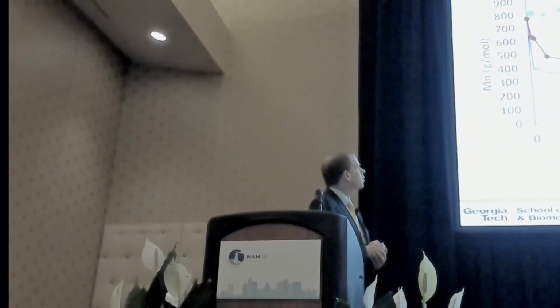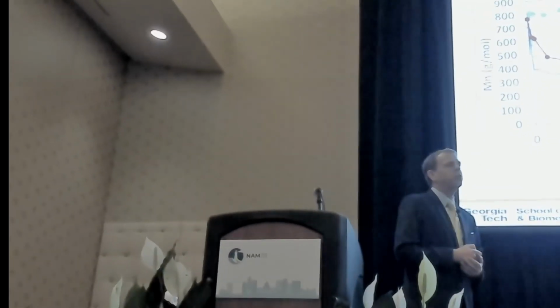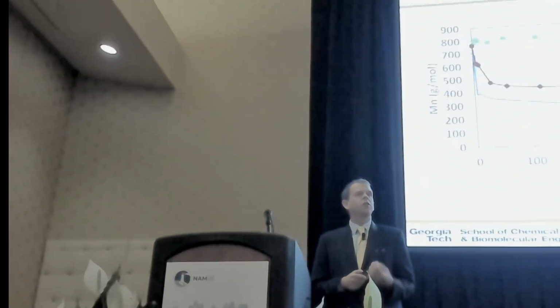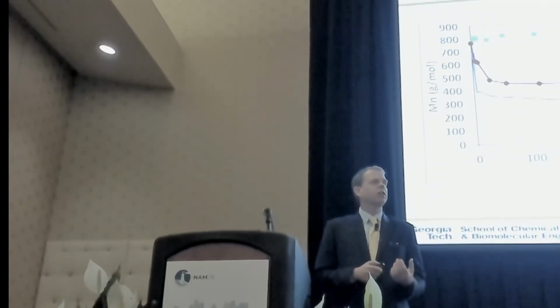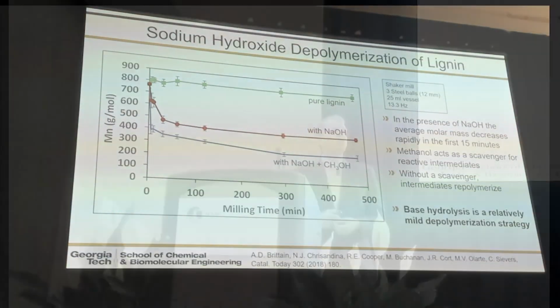Most of it happens in the first 20 minutes, and then we stabilize at 2.5 monomers per product molecule. When we added methanol as well, things become much faster. So most of the depolymerization occurs in the first 5 minutes, and most products have 1.5 monolignols. So what does the methanol do? It's probably not a reactant, but rather a scavenger of the products that we're making.